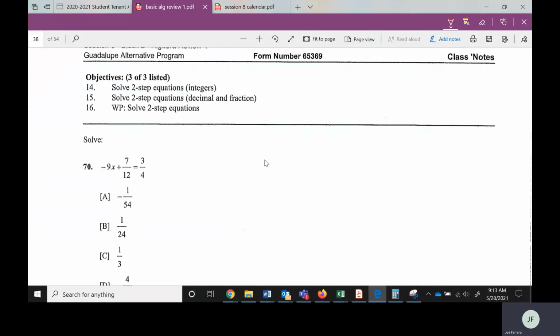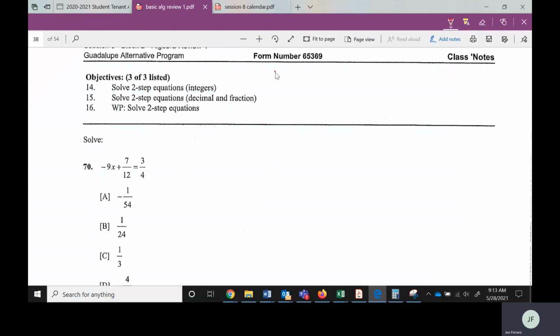Today we're going to be looking at different types of two-step equations and solving those. We're going to be jumping around a little bit because I'm going to do the more basic ones first, so we'll be going back and forth a little bit. First of all, just a little bit of notes here. To solve with two steps, you have to kind of know which one to do first.